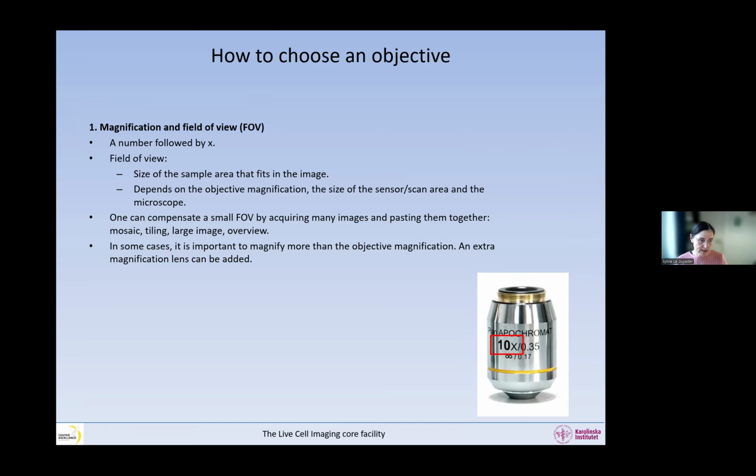In some cases, we can increase the magnification without changing the objective, and we will talk about this throughout the course. We can add an extra magnification lens in some cases when we use a camera-based system, so that can be a way to increase the magnification without changing the objective.